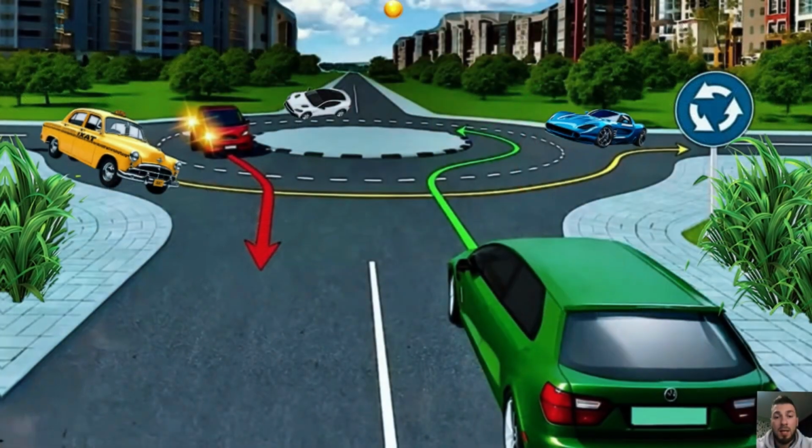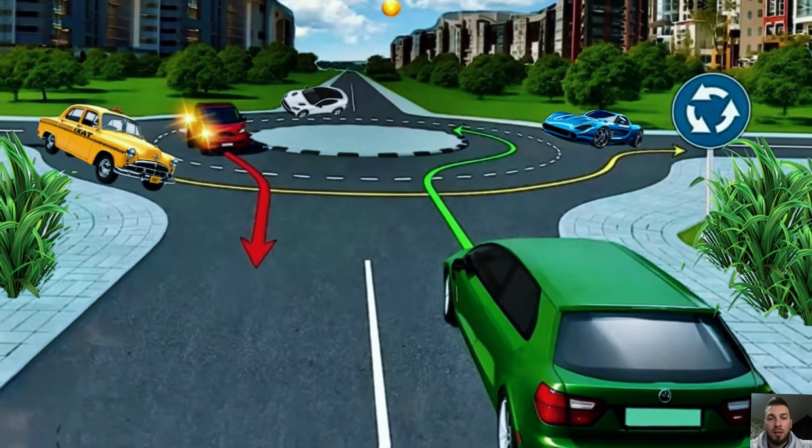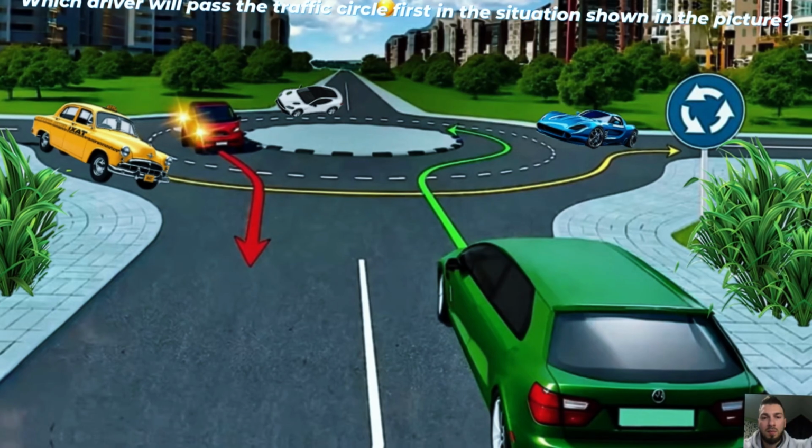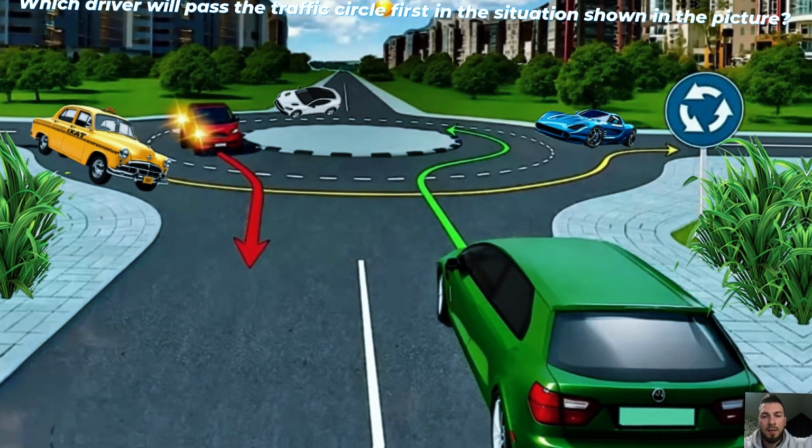A traffic test about a traffic circle. Who will go through first? Which driver will pass the traffic circle first in the situation shown in the picture?